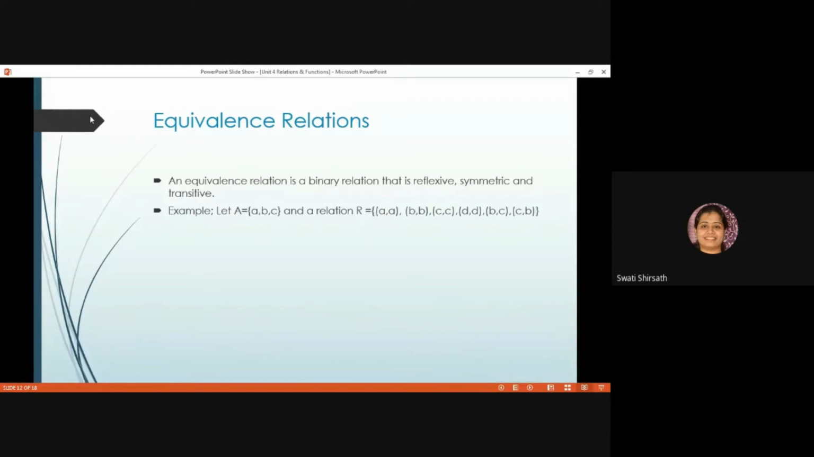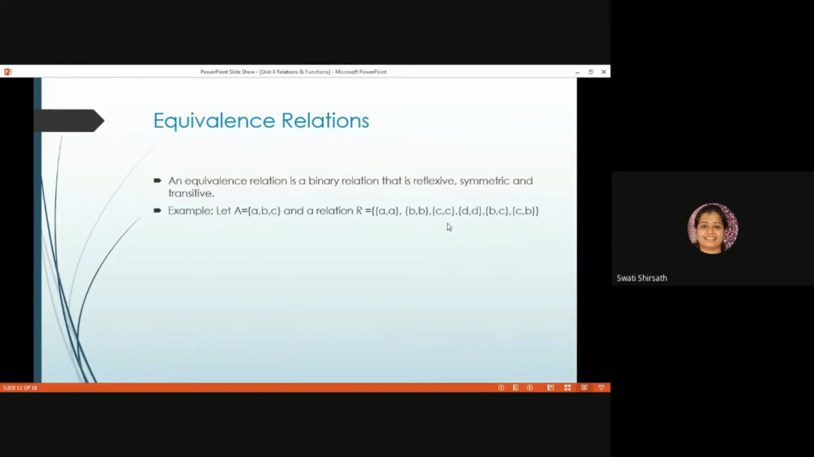A is equal to {a, b, c} and there is a relation given over here. So this relation is it reflexive? Yes, because all of them a, b, c are having pairs of the type (a,a), (b,b), (c,c), and I guess this d was written by mistake. So after that, let's check whether it is symmetric or not. So yes, it is symmetric. For (b,c), we have (c,b). And is it transitive? So let's see.